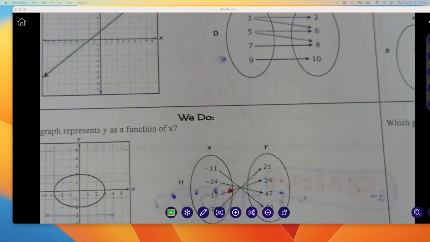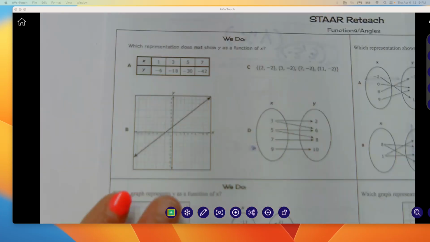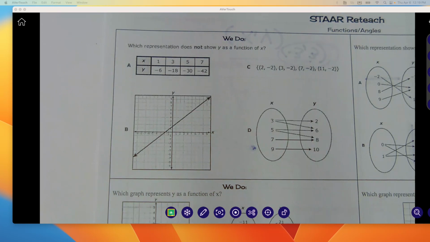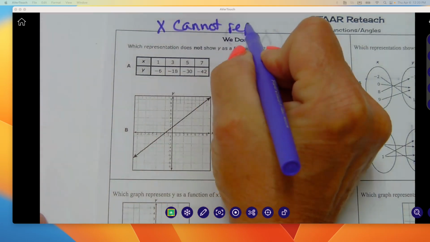Okay, let's go ahead and look at the back where now we're going to be talking about functions. And if you notice, there's four different representations. Letter A is showing us a table. Letter B is showing us a graph. C is showing us ordered pairs. D is showing us mapping. Okay. Remember, with functions, the X cannot repeat. Okay. So let's write this at the top. X cannot repeat.